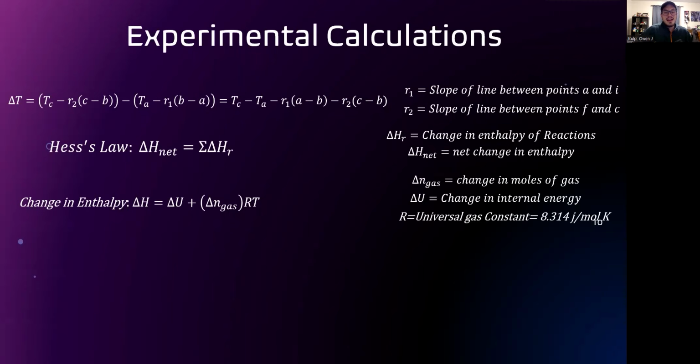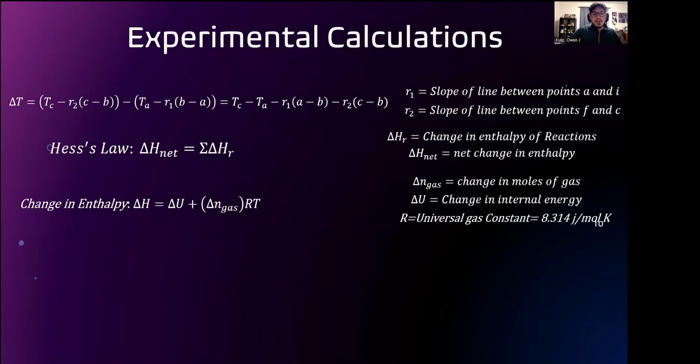As we discussed earlier, Hess's law is the backbone of this experiment, and the total change in enthalpy is equal to the total sum of the changes of enthalpy in the reaction. As mentioned earlier, this allows us to find the resonance energy of benzene. Breaking this down even further, the change in enthalpy at any point in the reaction is equal to the total change in internal energy plus the change in moles of gas times the universal gas constant times the temperature.